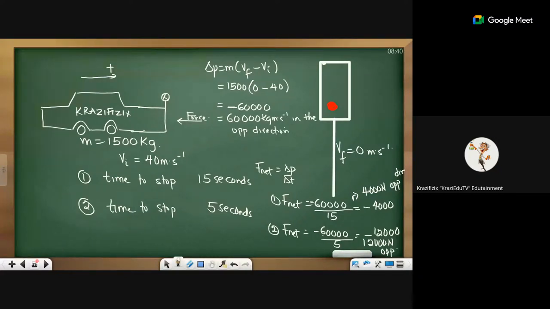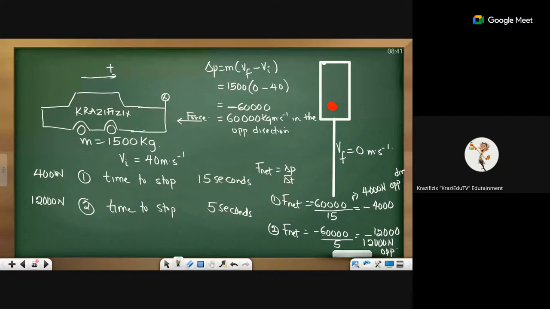Guys, are we okay? Did that make sense now? For the same change in momentum, F net and time are inversely proportional. The one with the 15 seconds, we got 4,000 newtons. All right? But the one with the 5 seconds, we got 12,000 newtons in the opposite direction. The smaller the time, the greater the force of impact. Good. We are almost there, guys. This is becoming so lovely.